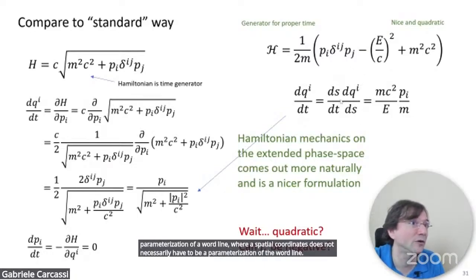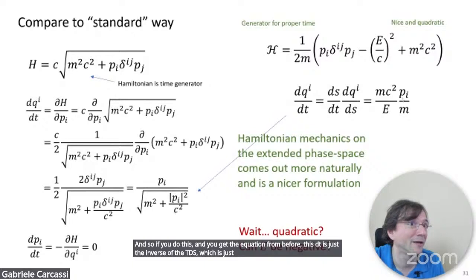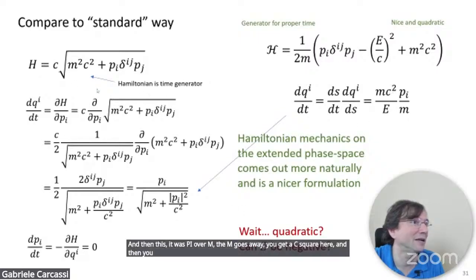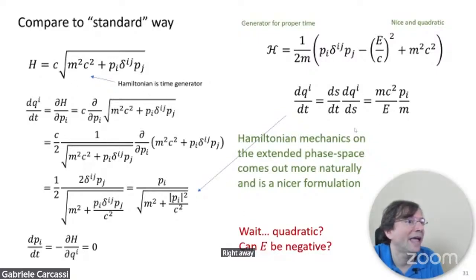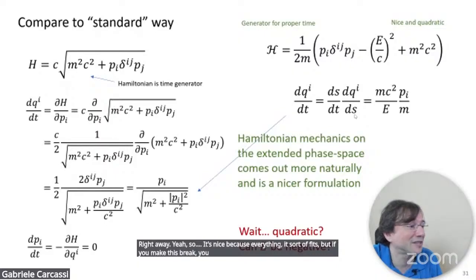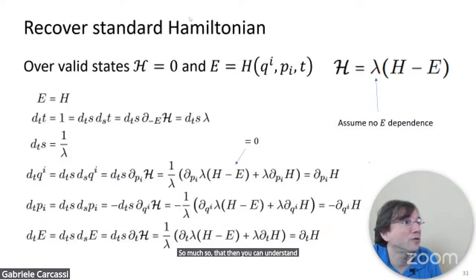And so if you do this and you get the equation from before, this ds/dt is just the inverse of dt/ds, which is just mc squared over E. And then this E was pi over m. The m goes away, you get a c squared here, and then you're able to get that right away. Okay, so it's nice because everything fits, but if you make this break, you can actually understand more about the geometrical structure and what is actually going on. So much so that you can understand how the standard Hamiltonian is embedded in the Hamiltonian constraint.